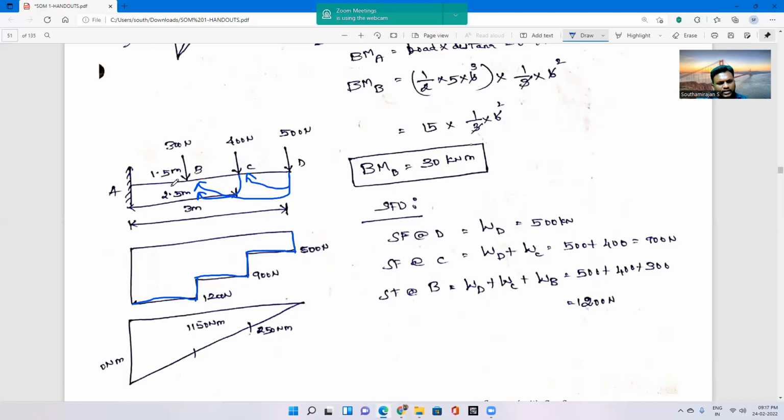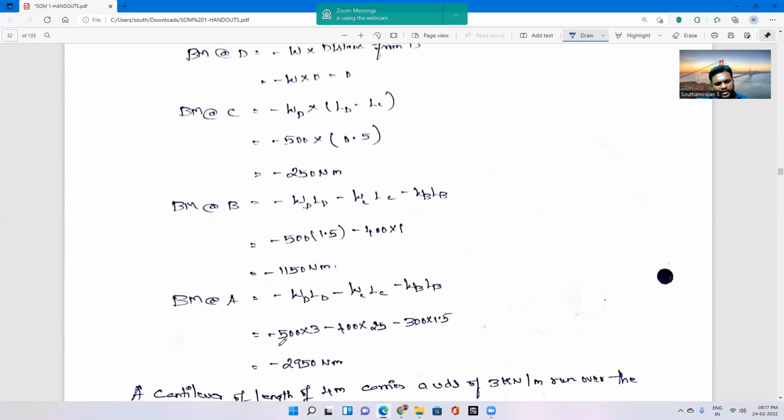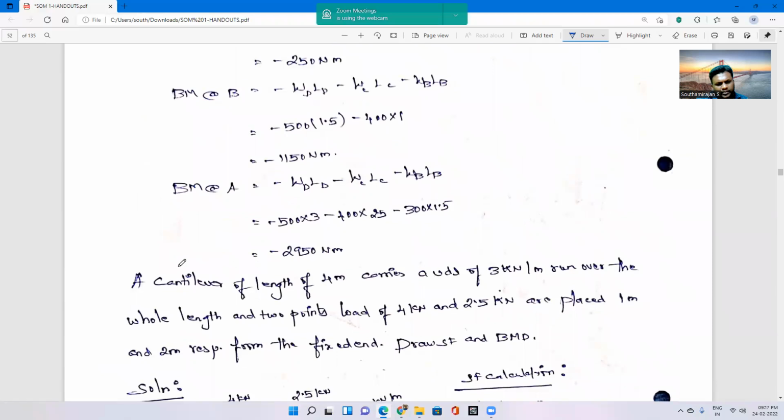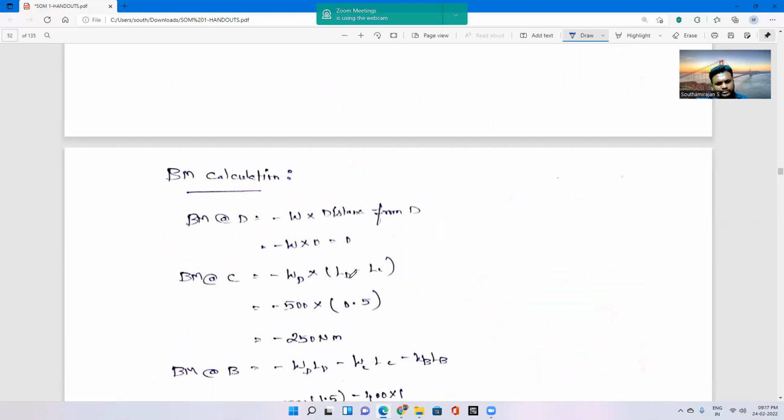So next, at A point, the 500 kilonewton force will travel to this point like this. Similarly, the 400 kilonewton force will travel to this point like this, and along with it the 300 kilonewton force will travel like this. So all three forces will travel to point A. With the help of that, force into distance, the force will be 500 into 3 minus 400 into 2.5, similarly minus 300 into 1.5. We will obtain the magnitude at A point as minus 2950 Newton meter.